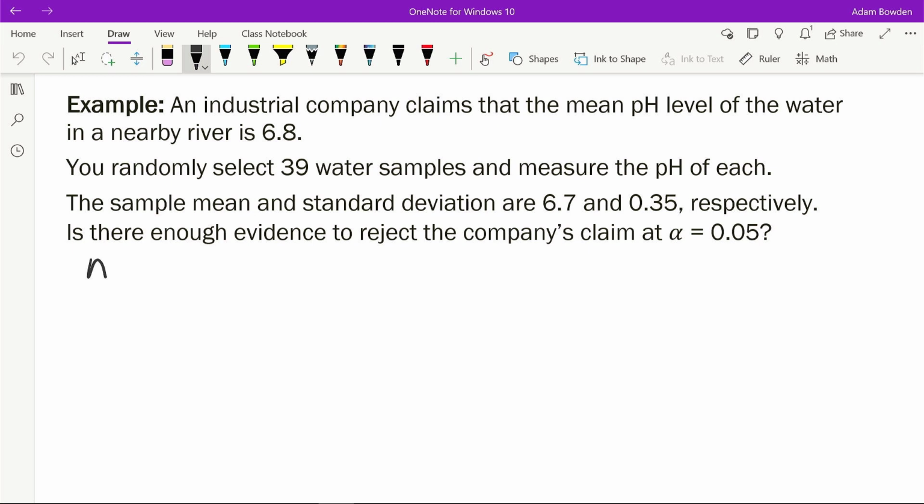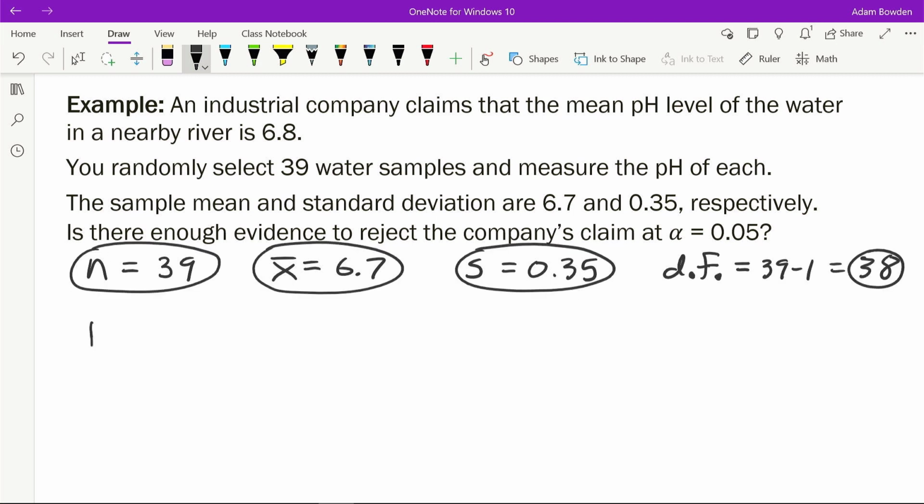So let's go through here and write down what we have. Sample size is 39. X bar is the mean of the sample, 6.7. S is the standard deviation, 0.35. Degrees of freedom would be 39 minus 1, or equal to 38. Our null hypothesis is their starting assumption that the pH level mu, the mean pH level of the population, is 6.8, whereas the alternative hypothesis being claimed here is that it's not equal to 6.8.